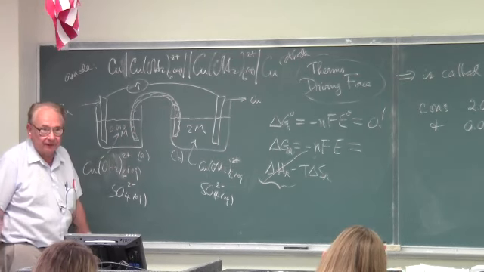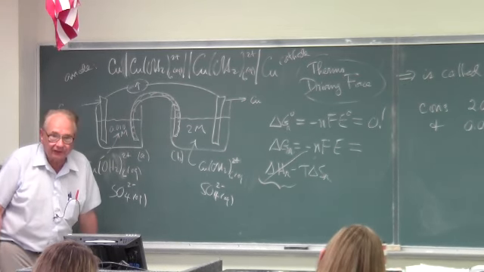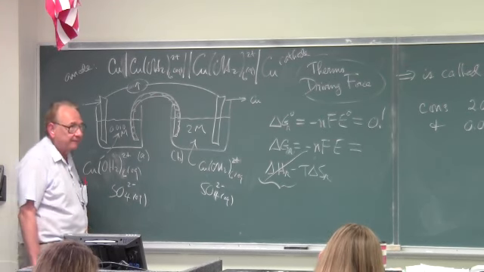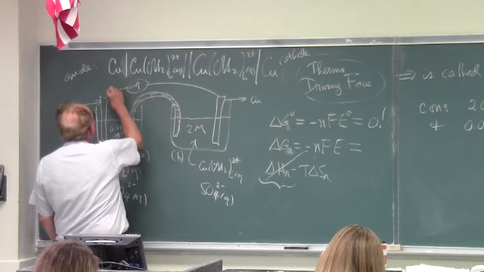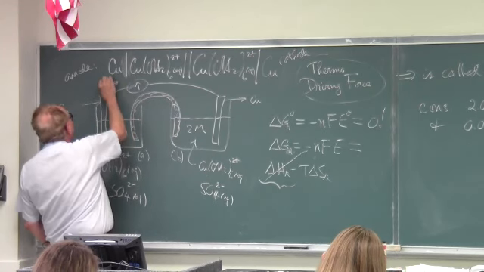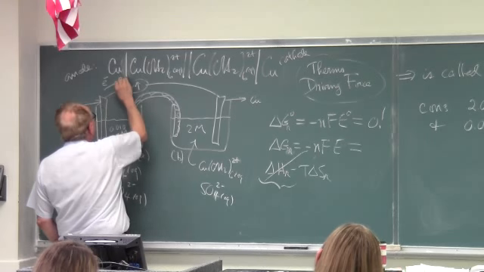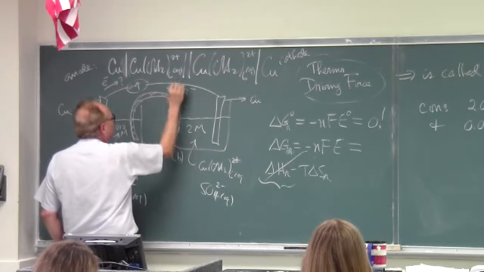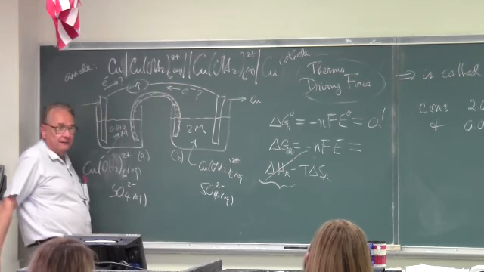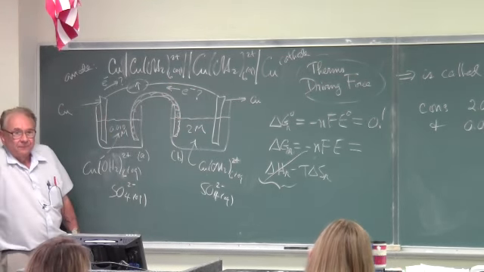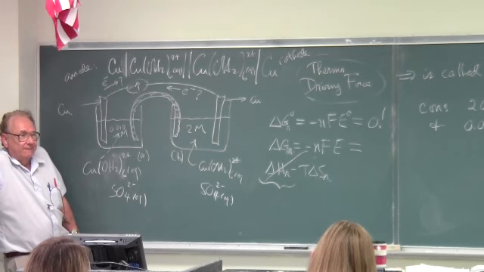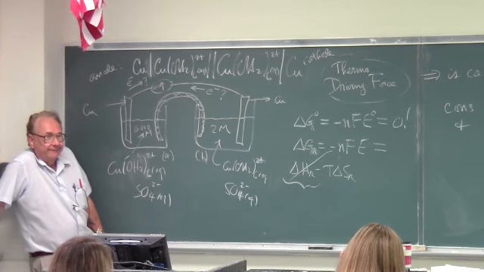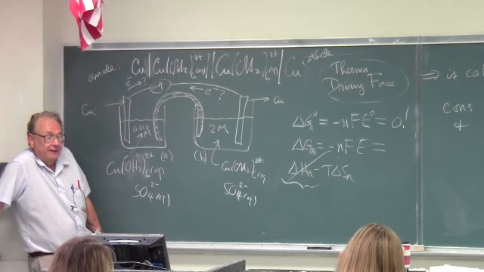Now comes the $64 question. If this is the way I rig up this electrochemical cell, will the electrons flow this way? Or will the electrons flow this way? Which way?